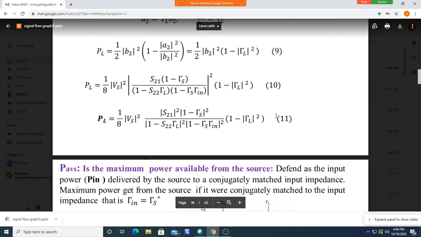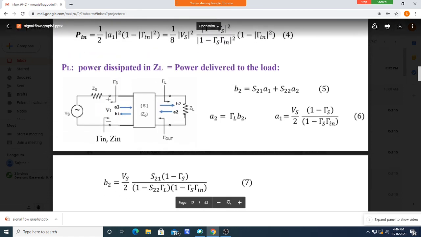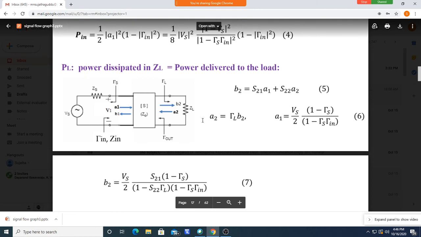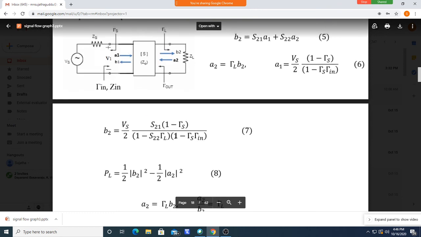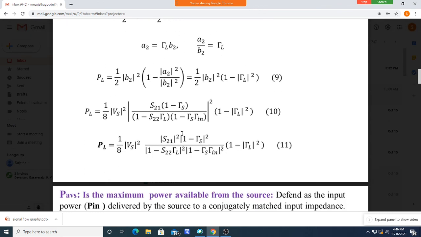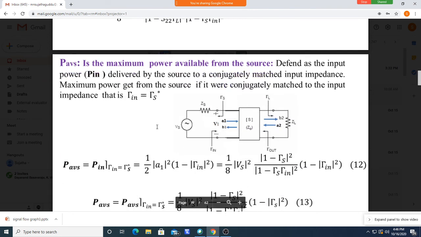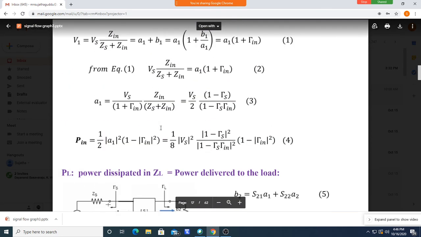So this is the expression for PL, called the power delivered to the load ZL. The power input to the network is PIN. Next, another definition. We will see it in the next class. The other power definitions and remaining topics will continue in the next class.